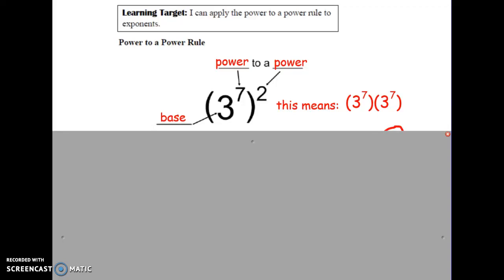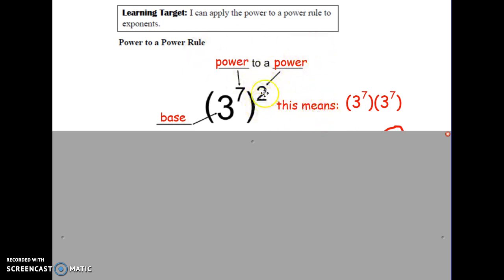Okay, the other day we learned about rules called the product rule and the quotient rule. So today it's time to learn about another exponent rule called power to a power. The example in front of you has a base of 3, and the 3 has a power of 7. But you also have this whole expression raised to another power. So that's why we call this power to a power.